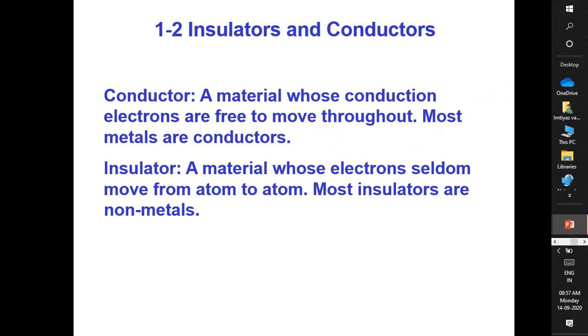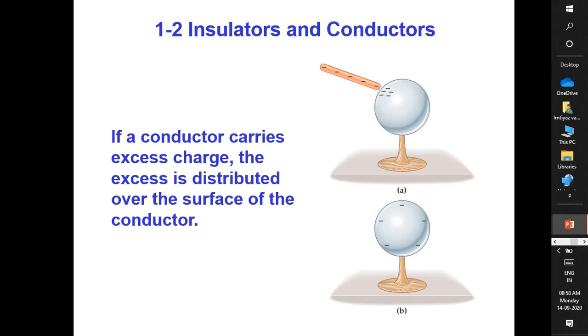Suppose copper, zinc, iron, those are metal materials. In metal materials there are lots of free electrons. So due to this phenomenon, the electrons are free to move throughout, so metals are conductors. The insulator does not have free electrons, so we cannot move electrons from one point to another point. In that case it becomes an insulator.